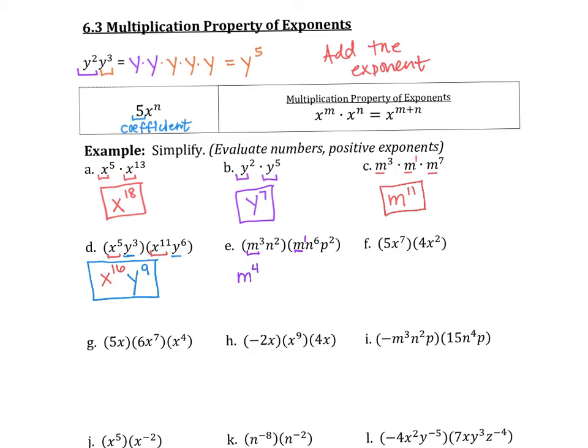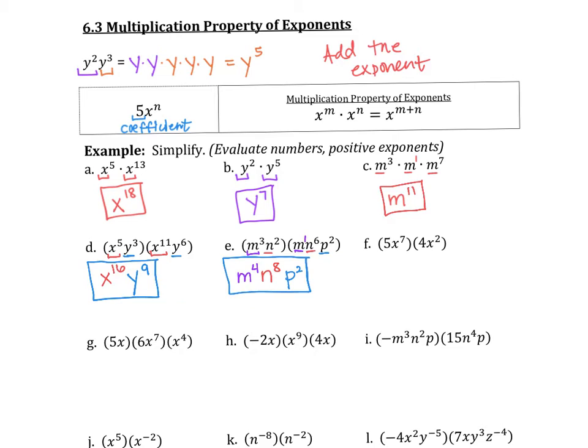Let me check the next variable. I have an n here. Are there any other n's? There's another base of n here. So n to the second times n to the sixth will be n to the 2 plus 6 is 8. And then what am I missing? There's p to the second. Are there any other p's? No, so I'm going to keep it p to the second. Another way to say p to the second is also to say p squared. P squared, the squared represents an exponent of 2.